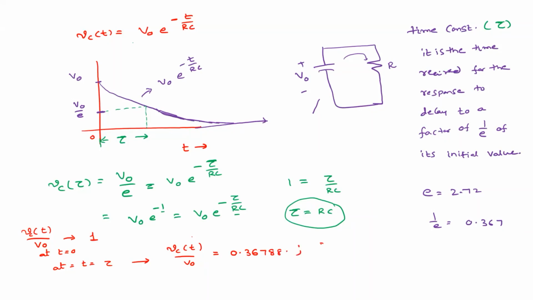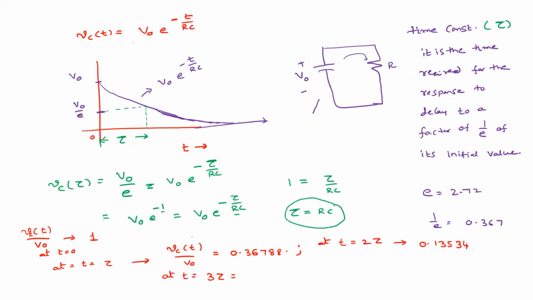Similarly, at T equal to 2 tau, what is its value? It is 1 by e square. So what is this value? 0.135, roughly 0.13534.